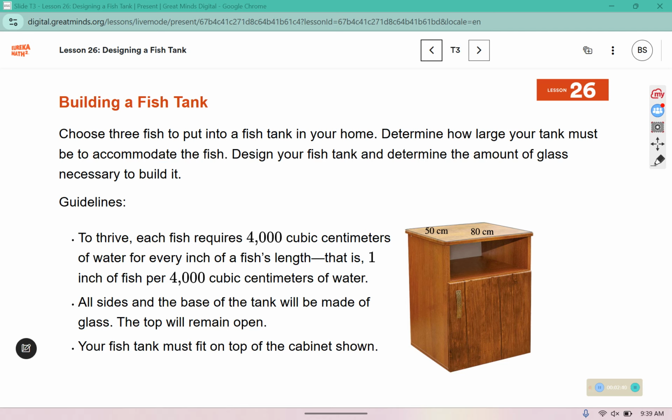Some guidelines. To thrive, each fish requires 4,000 cubic centimeters of water for every inch of fish's length, meaning 1 inch of fish per 4,000 cubic centimeters of water. So if your fish is longer than 1 inch, it's going to need more than 4,000 cubic centimeters of water. The second guideline. All sides and the base of the tank will be made of glass. The top will remain open. And lastly, your fish tank must fit on top of the cabinet shown.